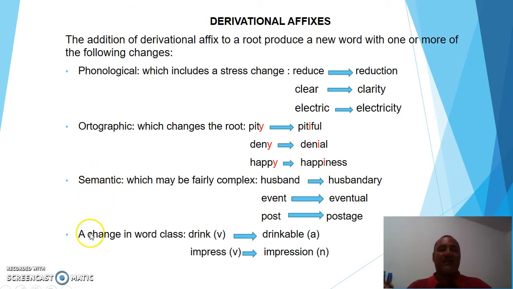And finally, we have a change in the word category or word class. As you can see in the example, we have the word drink, which is a verb. When we add the suffix able, it turns into an adjective, drinkable. The same happens with the word impress, which is a verb too, and it turns into a noun when we add the suffix ion: impression.